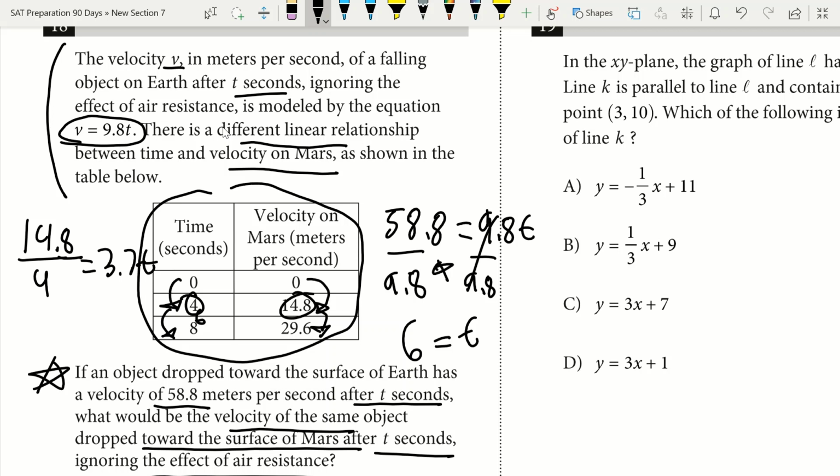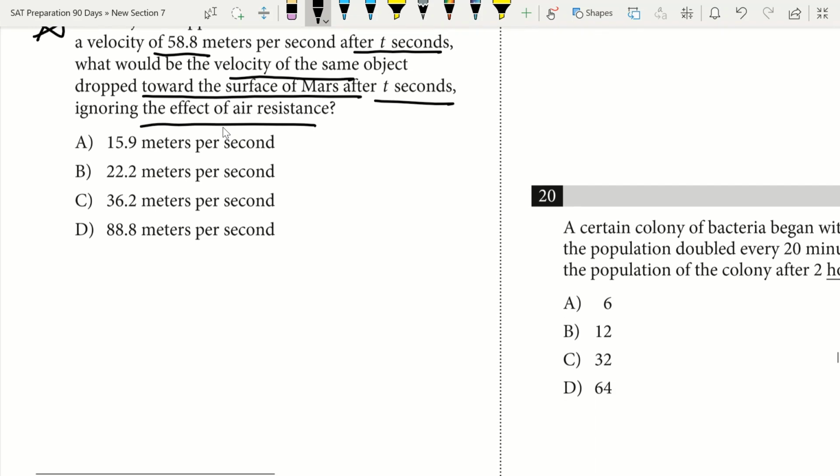So how many seconds do we have? In this case, we have 6, so we're going to multiply that 3.7 by 6 to get our answer. We'll plug that into our calculator, and we see that our answer is 22.2. So our answer there is going to be B.